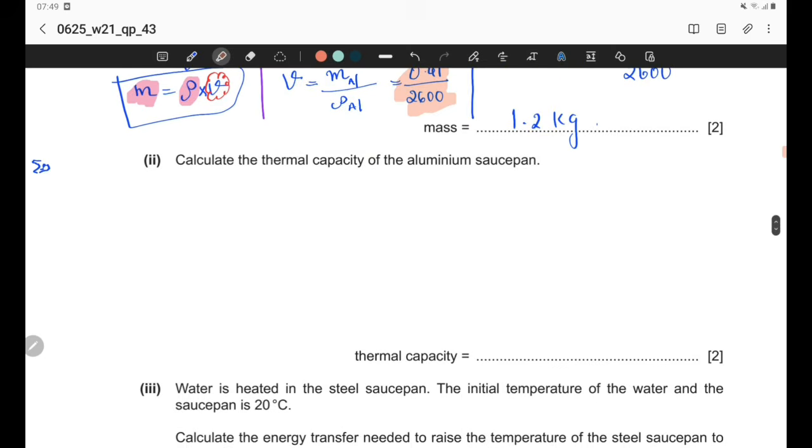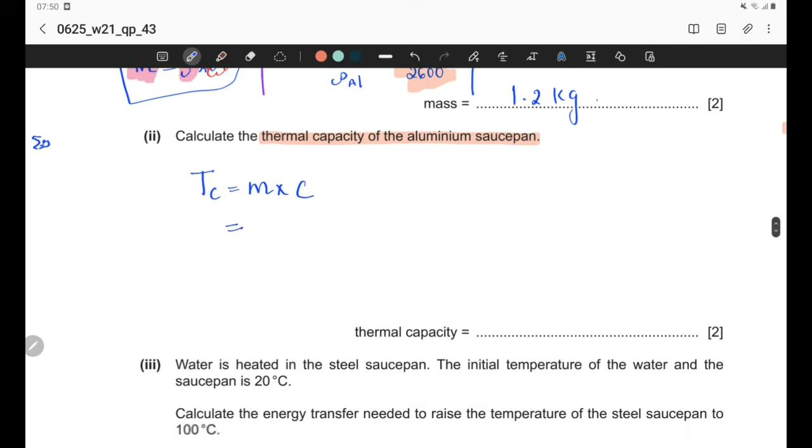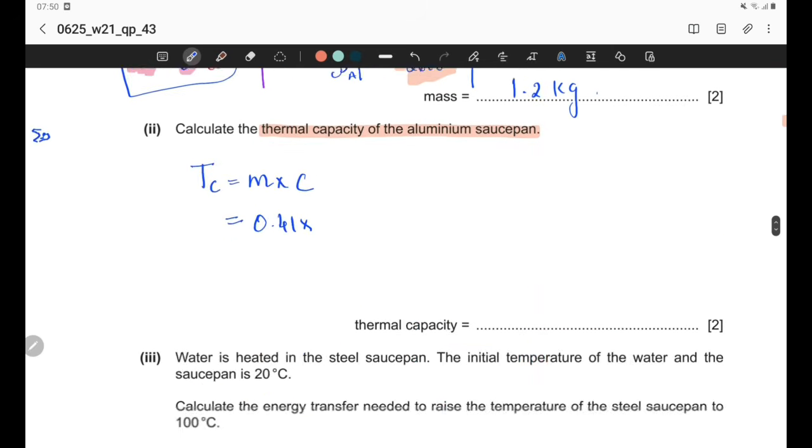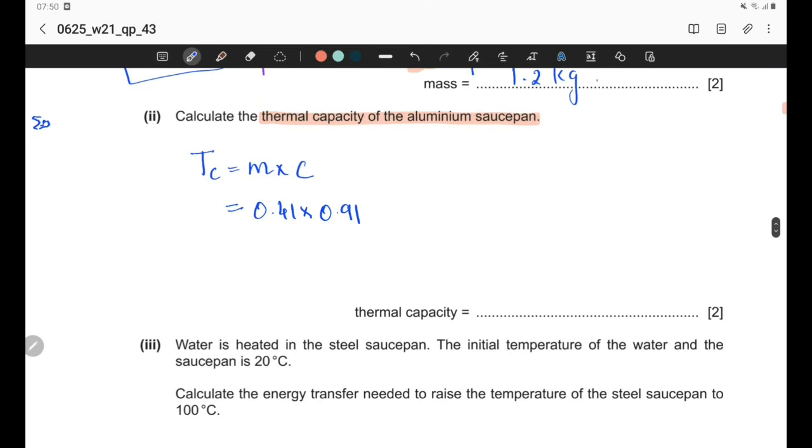Part 2, calculate the thermal capacity of the aluminium saucepan. The equation of thermal capacity is mass times specific heat capacity. The mass of the aluminium is already given, that is 0.41, times the specific heat capacity of the aluminium, which is also given, that is 0.91. So we substitute that and the answer is 0.37. We have to write the unit. The unit of thermal capacity is joule per degree Celsius.